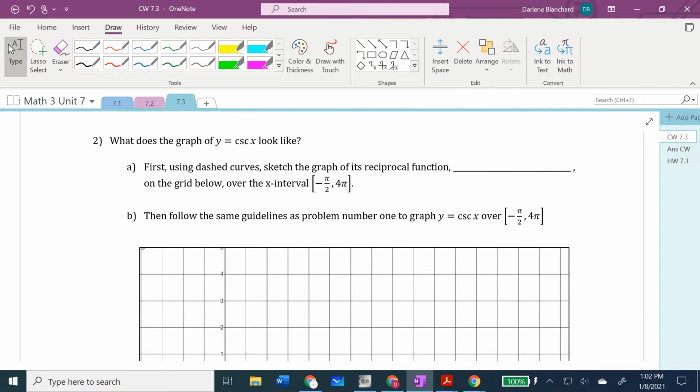All right. Then cosecant is very similar to the way the graph of secant looks. Cosecant is the reciprocal of which trig function? Let me see it in chat. What is the reciprocal function of cosecant? Sine. Good.